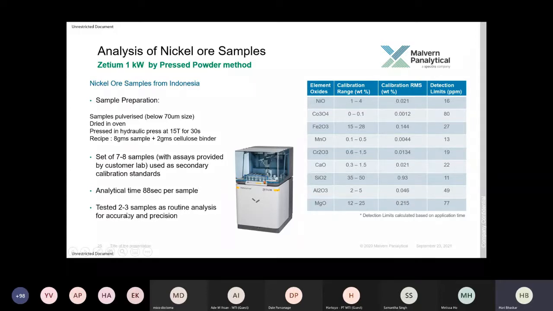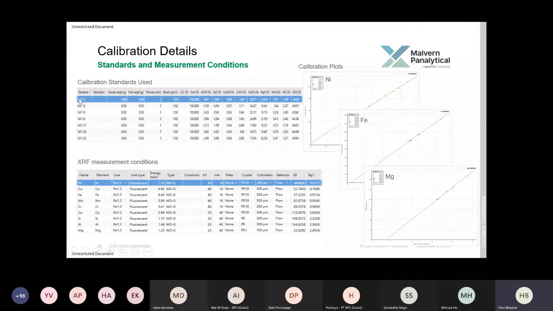What we then did is ran 2 or 3 samples as routine samples to see how the performance looks. This just shows you the samples that were used as standards, so I won't go too much into the details of that. Also the hardware settings or measurement conditions: here you can clearly see that the kV and milliamps are 1 kilowatt settings, and the optics used was a very basic setup of a 1 kilowatt Zetium. And you can see how linear the calibration graphs are for press powder.